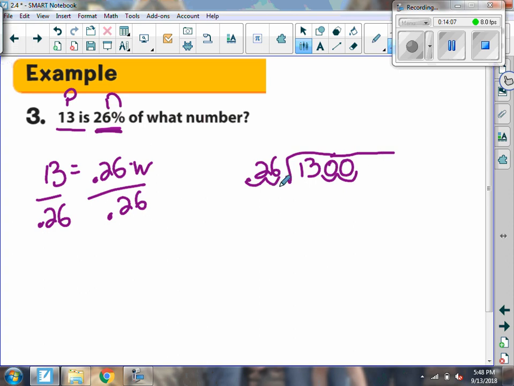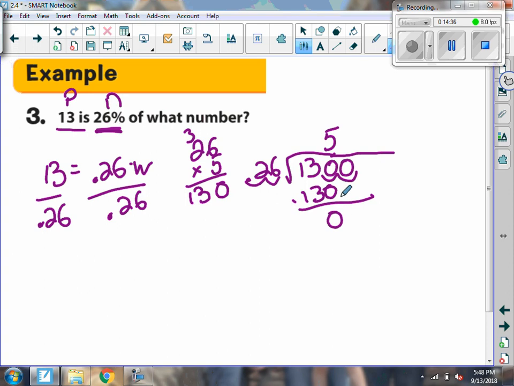So 26 goes into 130. Sorry, my mind just went blank. 26 goes into 130 5 times. So let's do 26 times 5. 6 times 5 is 30. 5 times 2 is 10, plus 3 is 13. So that's 5.